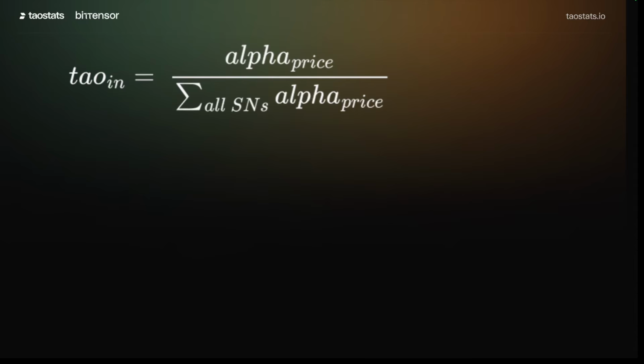Now, if you've been with us since the beginning of dtau, you have seen a formula that looks like this, that shows that the tau in for a subnet is equal to the price of the alpha for that subnet divided by the sum of subnet prices.